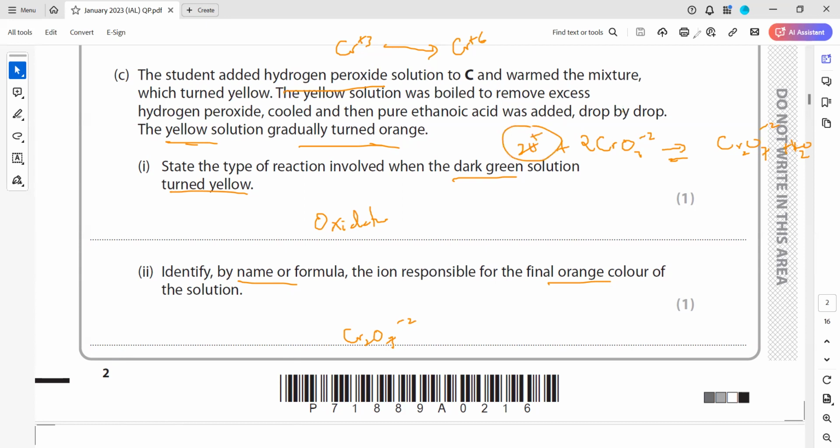So when we add an acid, the equilibrium shifts towards the right hand side. As you can see, pure ethanoic acid is added. So if we add an acid, the equilibrium shifts towards the right hand side. This is orange in color and the chromate ion is yellow in color. Chromate(VI) is yellow, dichromate(VI) is orange in color.